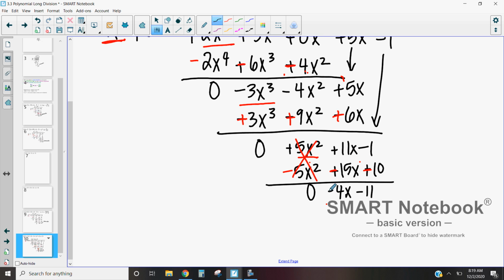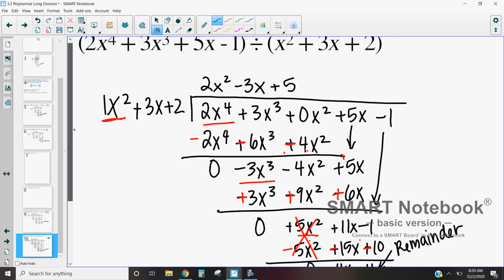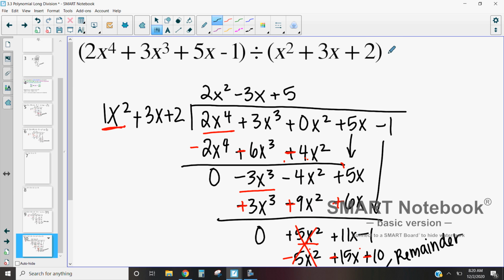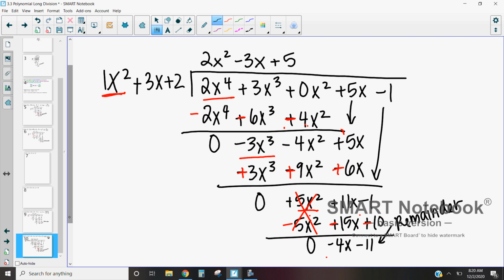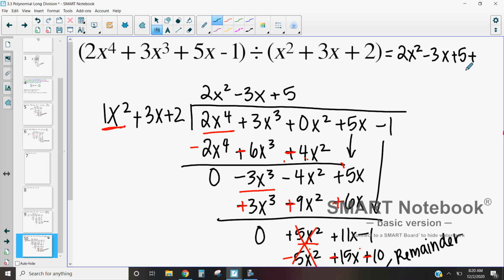Okay, now notice how we have a polynomial here that has a lower degree than our divisor. So that means that this polynomial here is our remainder. So then we are going to write this out again. We're going to take our long quotient at the top. So this equals 2x squared minus 3x plus 5 plus, and then we have our remainder down here, which is negative 4x minus 11, over our whole divisor, which is x squared plus 3x plus 2. And that is how we do polynomial long division.